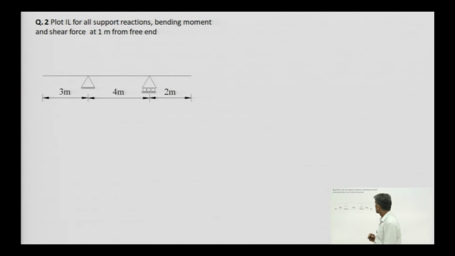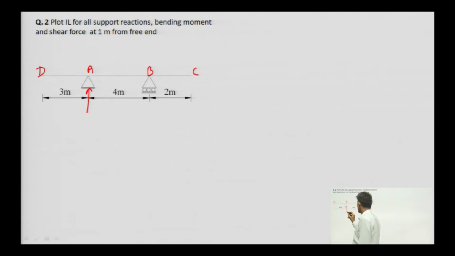Next, we need to plot the IL for all support reactions. What are the support reactions in this overhanging beam? If this point is A, this point is B, suppose this point is C and this point is D, then what are the reactions?